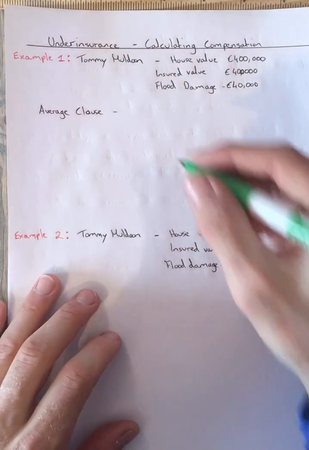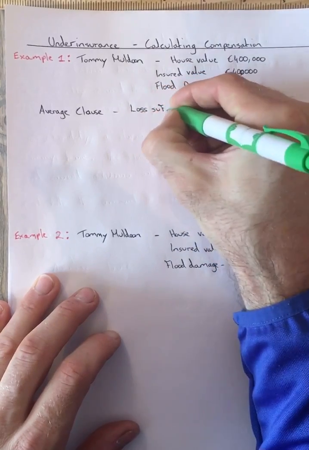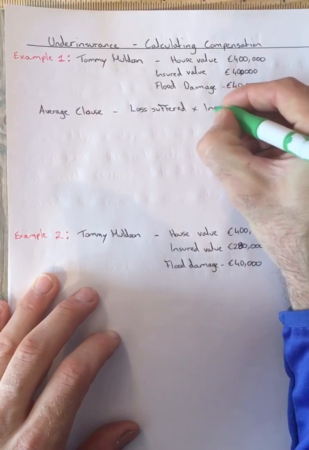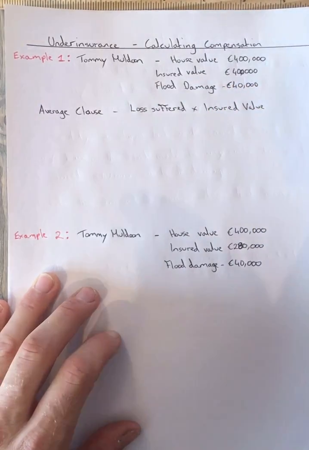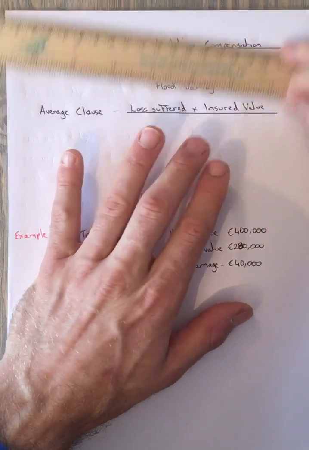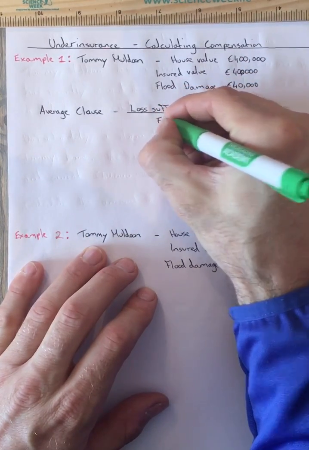So the formula is the loss suffered multiplied by the insured value over, always get your ruler, nice straight lines, no freehand lines, over the full value of the house.